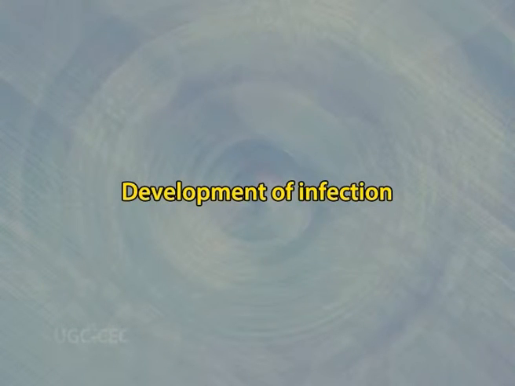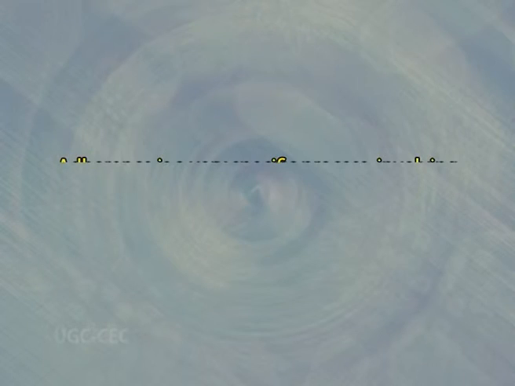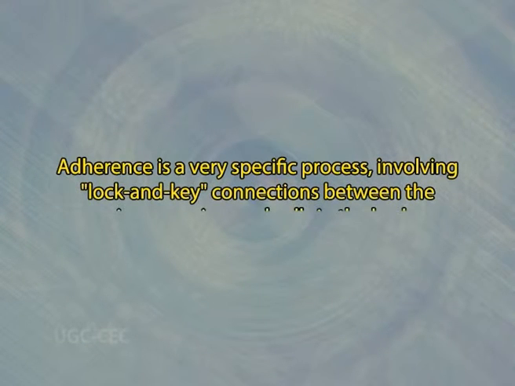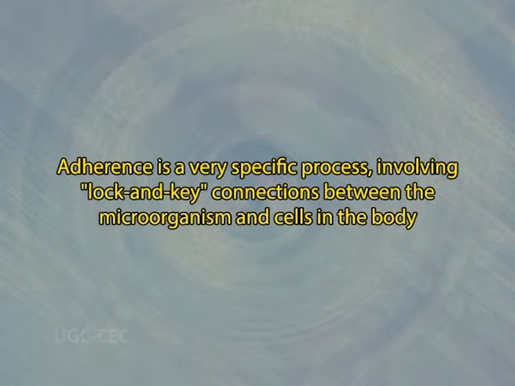Now, the development of infection. Infectious diseases are usually caused by microorganisms that invade the body and multiply. Invasion by most microorganisms begins when they adhere to cells in a person's body. Adherence is a very specific process involving lock and key connections between the microorganism and cells in the body. Being able to adhere to the surfaces of a cell enables microorganisms to establish a base from which to invade tissues.